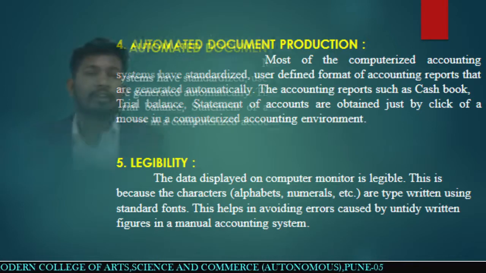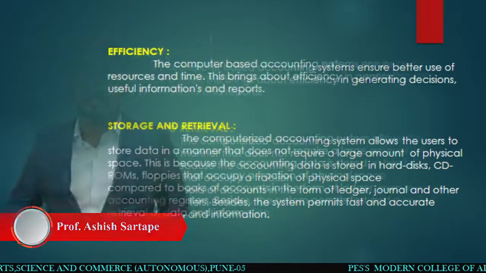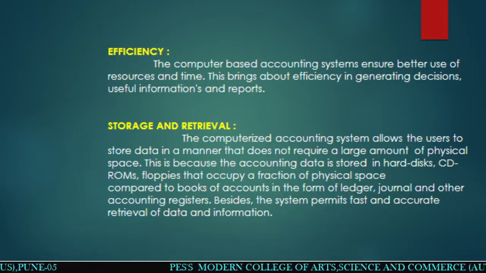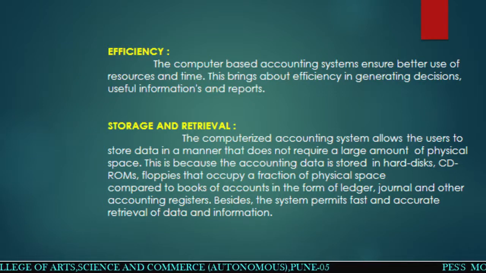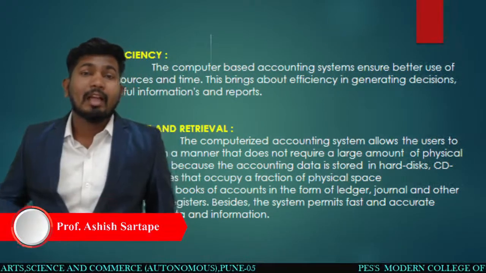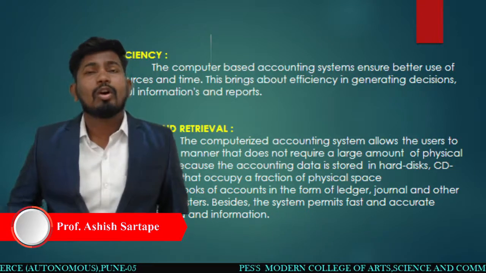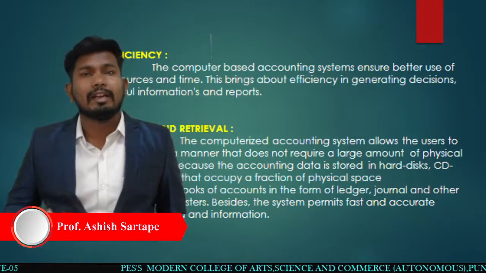Now, the next point, which is efficiency. The computer-based accounting system ensures better use of resources and time. This brings about efficiency in generating decisions, useful information, and reports. For this point, one suitable example is the banks. Now, most of the banks are using online banking, and most of the banks are totally computerized. So lots of transactions, lakhs of transactions, are conducted on a daily basis.